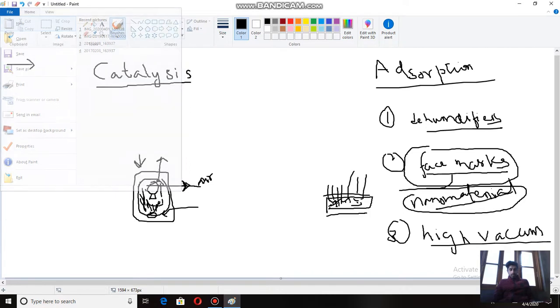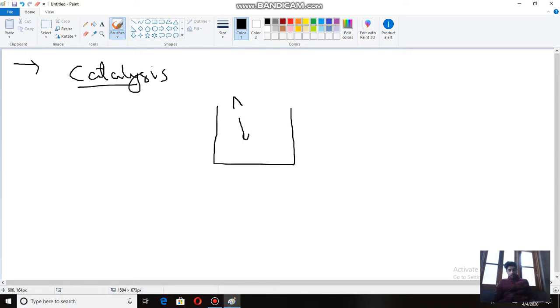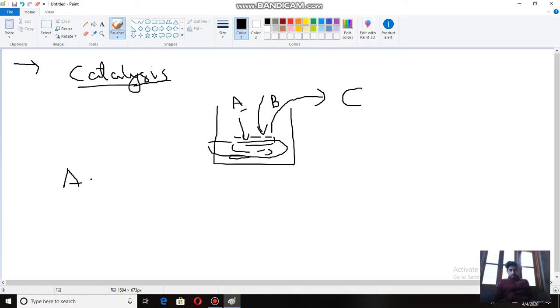Now let's move to our topic, catalysis. Let's take a container, and there is one type of reactant A and another type of reactant B. They are well mixed in this container, and they react and produce some product C. We can represent this reaction like this: A plus B gives C. Now let us assume that this reaction takes 10 minutes.